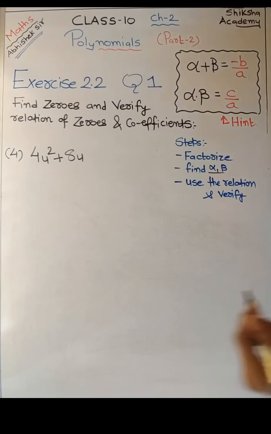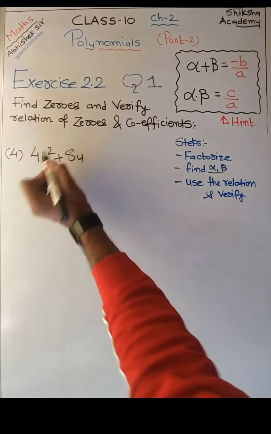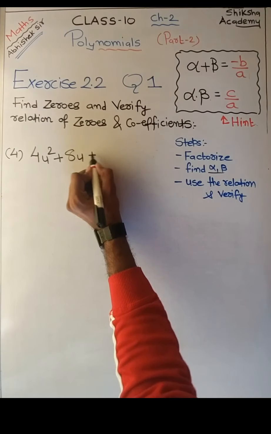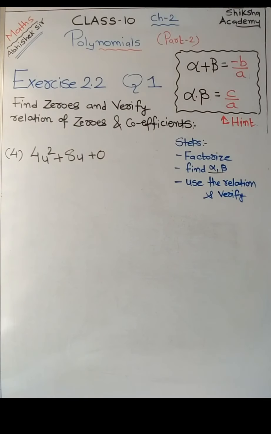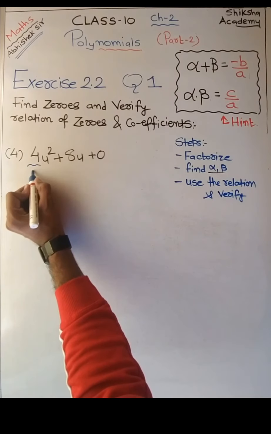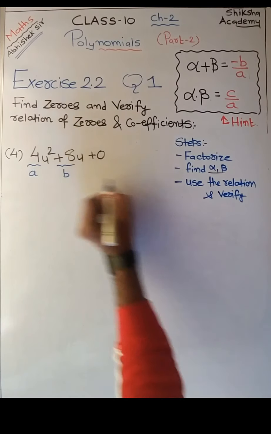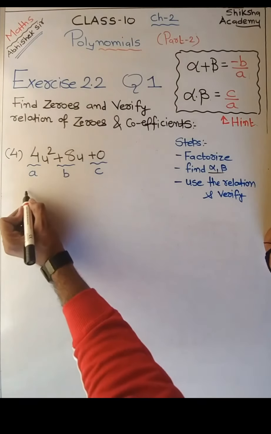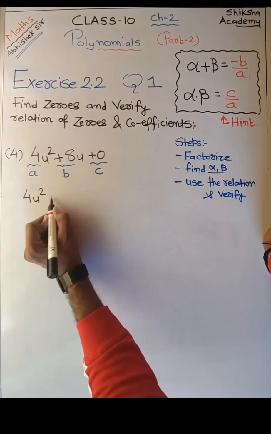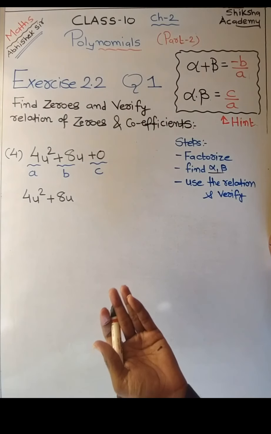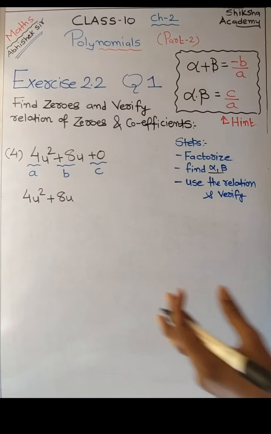Our next question, that is question number 4, is 4u square plus 8u. We don't have any constant term, so can we write this as 0, right? Why am I writing this as 0? Because we need to confirm what is a, b and c. 4 is a, plus 8 is b, and 0 is c. Now we only have two terms, that is 4u square plus 8u. So we can take common and find out what is alpha and beta easily. We don't have to do splitting of middle term, right?